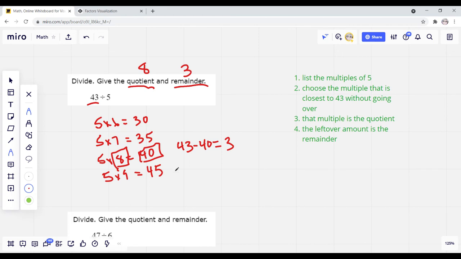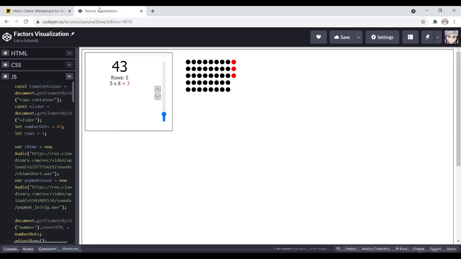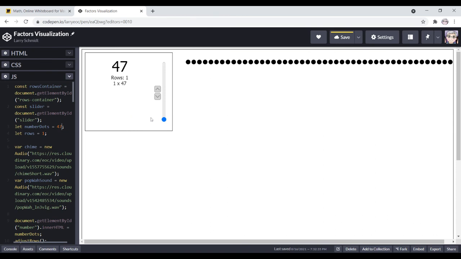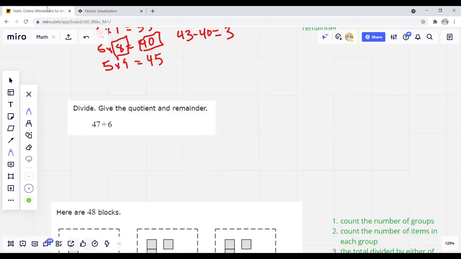All right, let's try one more like that. So this one is 47 divided by 6. And actually, let's go ahead and visualize that so we have a visual of it first. So 47, and we'll put that into 6 rows here. Okay, so there's 47 divided by 6, and it looks like we have 2, 4, 6, 7 in each row. So our quotient is going to be 7, and then we have 2, 4, 5 left over that didn't fit into those rows.